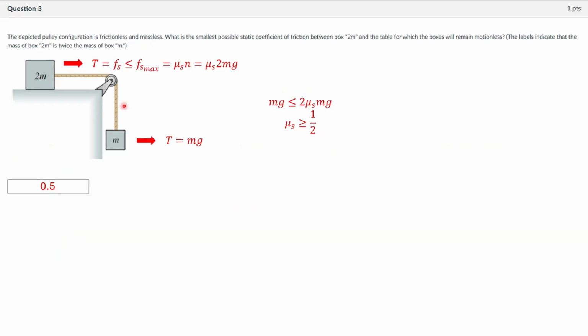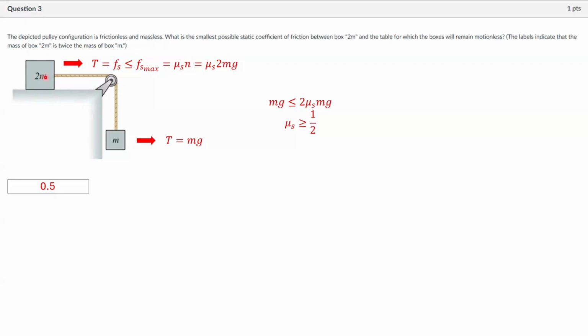Question 3. So we have a pulley configuration, and we're told the tabletop is frictionless here. And we're told, oh, sorry, let me back up. That's why you've got to read the problem first. I'm thinking of old problems. That's not what we're told. Start over. We have a tabletop.